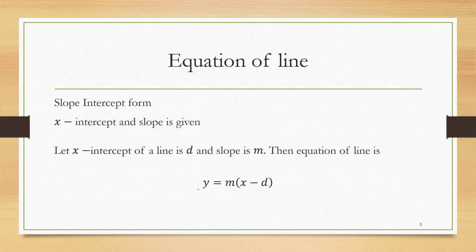So let's see. The intercept form is of three types. First, if the x-intercept and the slope are given. Let the x-intercept of the line be d and the slope be m. Then the equation of the line is given by y is equal to m times (x minus d).